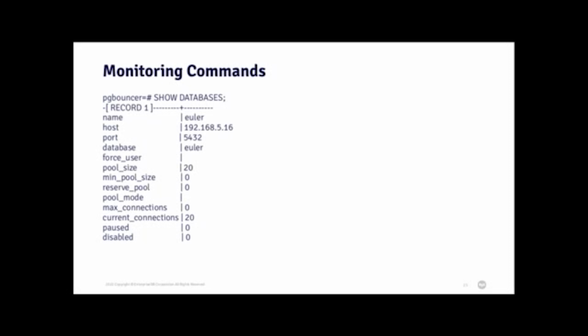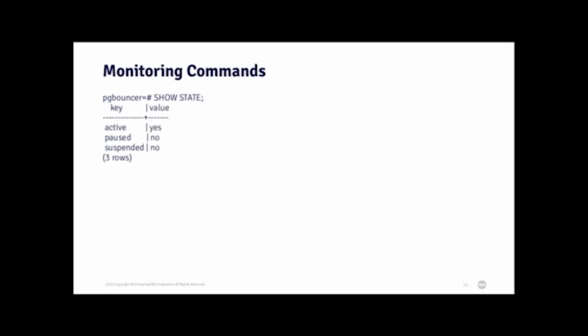And in databases, you can see information about the pool, such as the connection string, port, database name, pool size, reserve pool, and which pool mode. In this case, there is no pool mode here, so it's using the default, along with the current connections and the state of the pool. If the pool is paused, if it's disabled. Based on that information, you can act when you are executing the admin command.